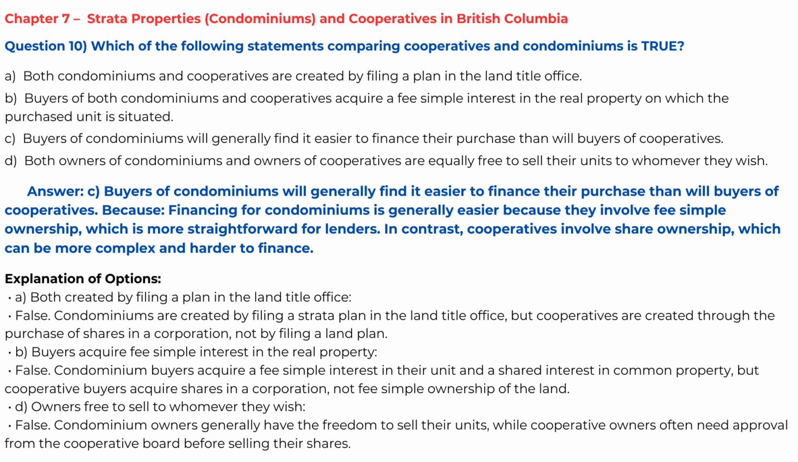Explanation of options. A. Both created by filing a plan in the Land Title Office. False. Condominiums are created by filing a strata plan in the Land Title Office, but cooperatives are created through the purchase of shares in a corporation, not by filing a land plan. B. Buyers acquire fee simple interest in the real property. False. Condominium buyers acquire a fee simple interest in their unit and a shared interest in common property, but cooperative buyers acquire shares in a corporation, not fee simple ownership of the land.